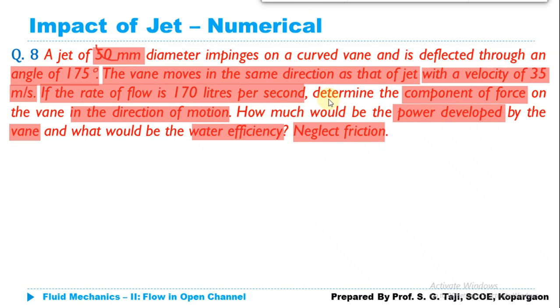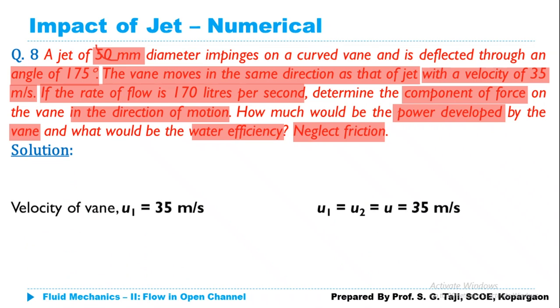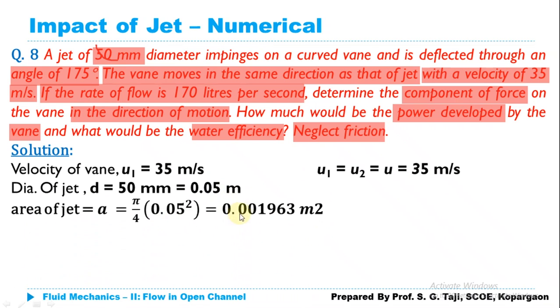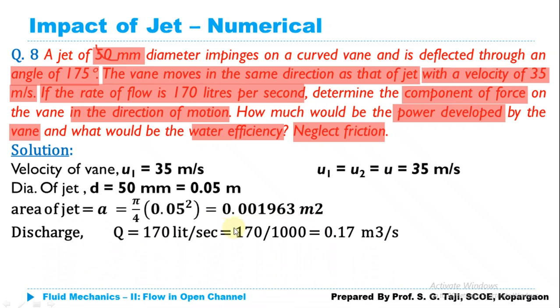So simply we will first write down all the given data. What they have given? They have given the diameter of the jet, and the velocity of the vane 35 meter per second, u1 is equal to u2 is equal to u. They have given diameter 0.05 meter. We can simply calculate the area of the jet, which comes out as 0.001963 meter square. They have given discharge 170 liter per second. We can convert it into meter cube per second by dividing it by 1000, and we can simply calculate velocity from it. Now they have given the angle of deflection.